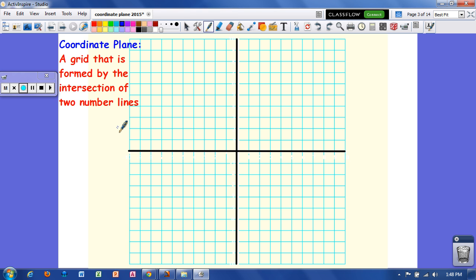Alright, well first of all, what is a coordinate plane? Well, a coordinate plane is just a grid that is formed by the intersection of two number lines. So as you see here, we have this number line and we have this number line, and they intersect perpendicularly. If it's perpendicular, that means it forms right angles.